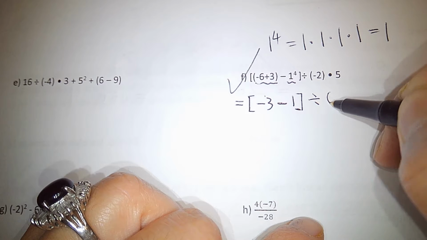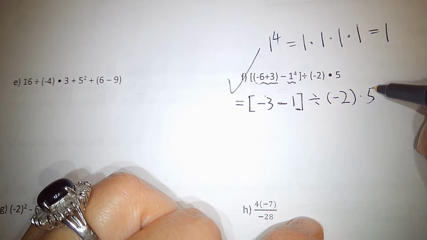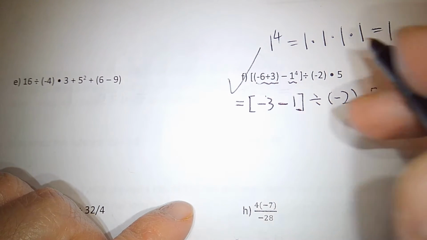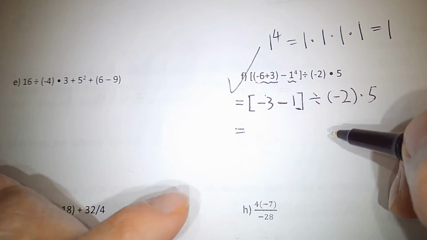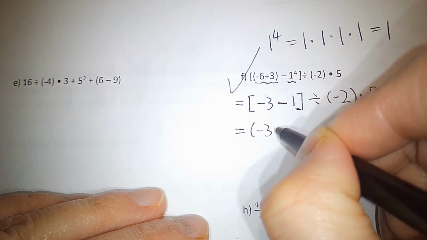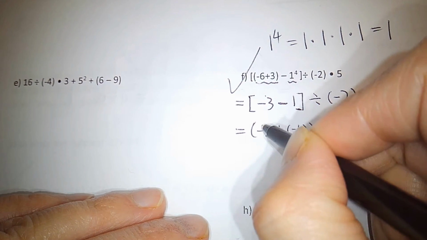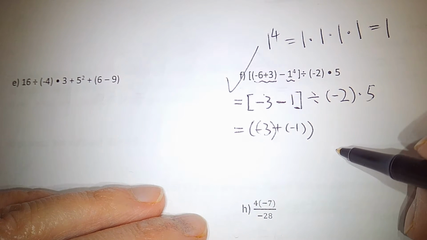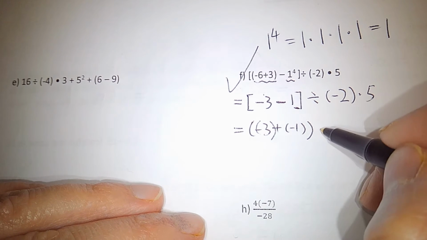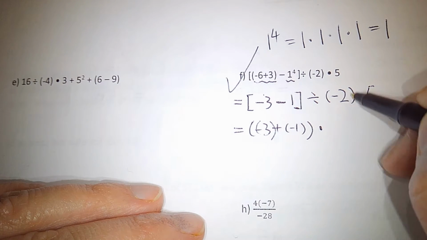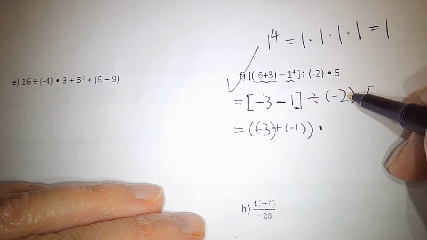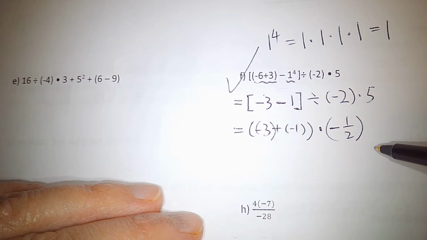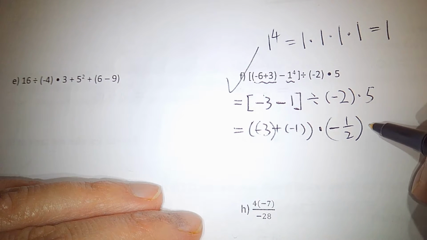Divide by what? Negative 2 multiplied by 5. Yeah, so we're still having a division. Later we'll change, okay? Alright. Negative 3 minus 1. Negative 3 plus negative 1, right? Divide by negative 2. Division can be changed by what? Multiplication of what? The reciprocal of negative 2. What is reciprocal of negative 2? Negative 1/2. And then times by 5.